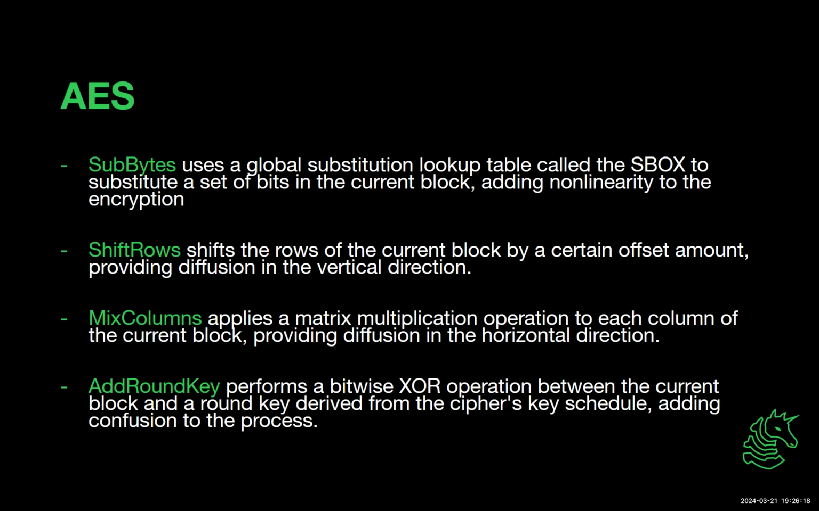But anyways, the main steps are the SubBytes, which uses a global lookup table to substitute a set of bits in the current block in a random order. The ShiftRows will shift the rows of the current block by doing a vertical shift operation. The MixColumns will do a matrix multiplication. So ShiftRows and MixColumns, a very important thing to note is that they're both linear. And the AddRoundKey will perform the bitwise XOR operations, which is an affine transformation.